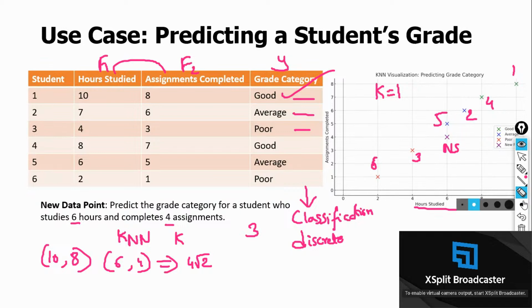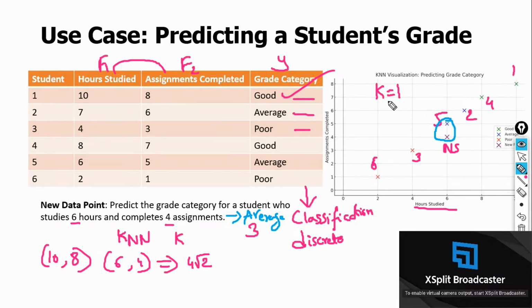So if I take k equal to 1, that means taking one nearest neighbor. So what is the nearest neighbor that I have for the new point? Obviously this one. It's better if I go with a new color. Obviously this one, yes. So what is the category of 5? The category of 5 is average. So the new student also takes average. So it predicts that the new student falls under the grade average.